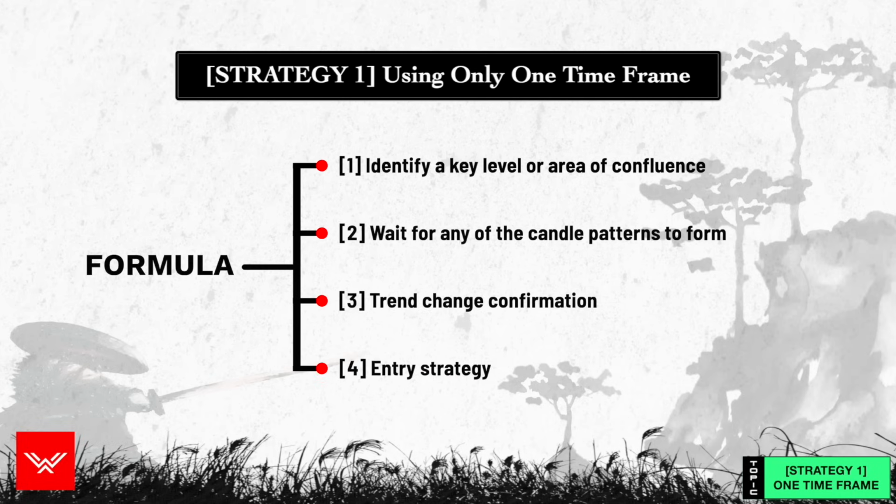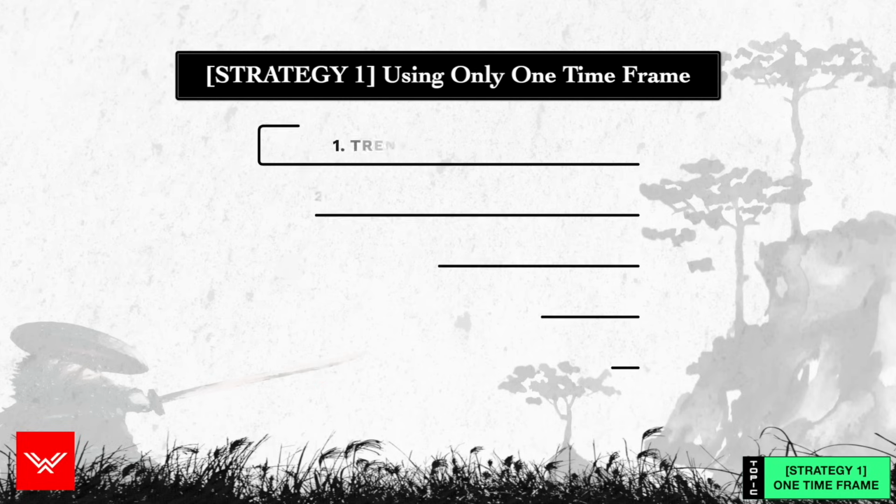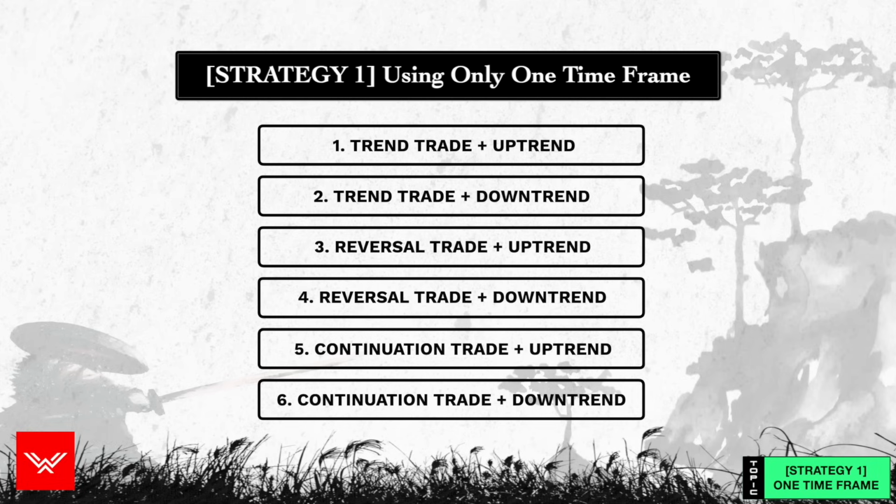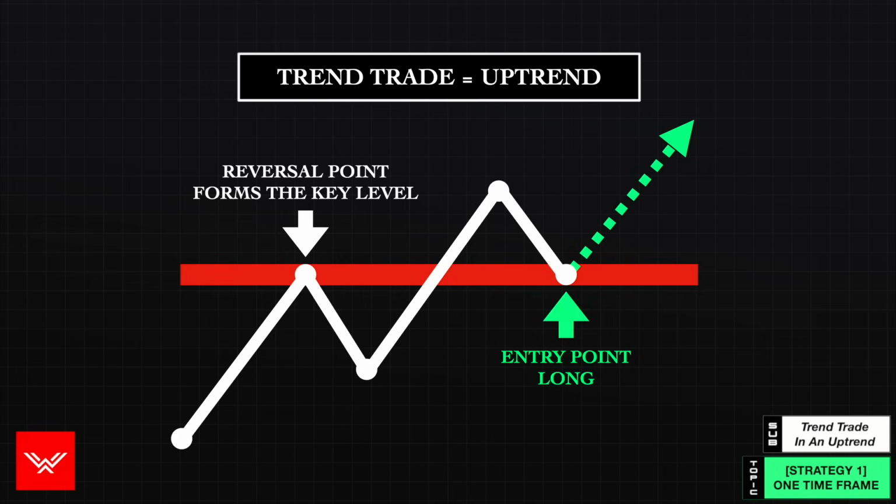So here's the core formula of the strategy. And here are the variations of the strategy we'll be going through. Now, for this section, we are only using one time frame to keep it simple. So, starting with the first, which is a trend trade in an uptrend. Here is the anatomy of the trade setup. So, let's show this right on the charts.